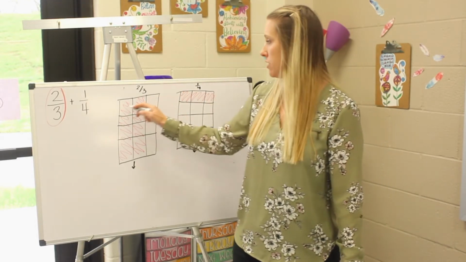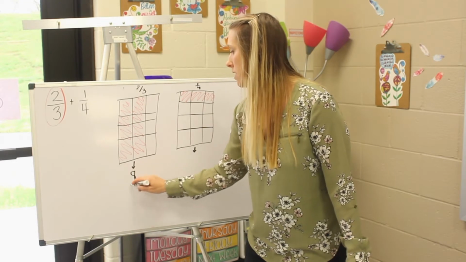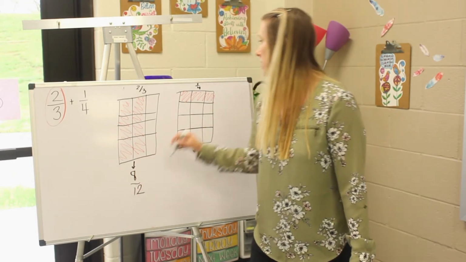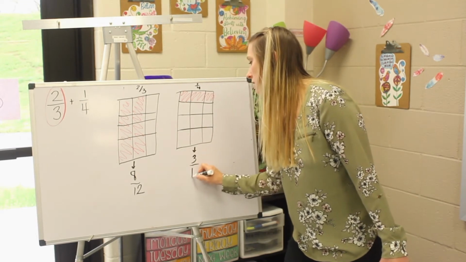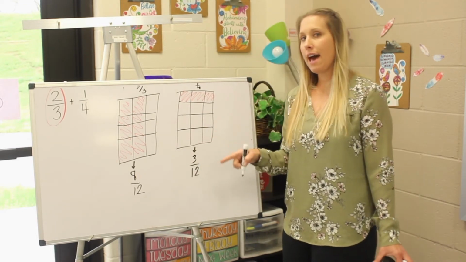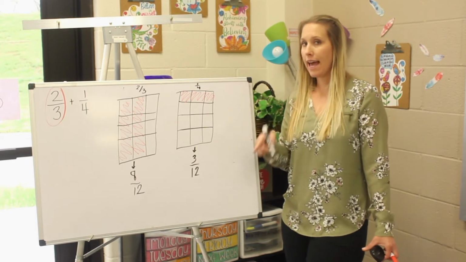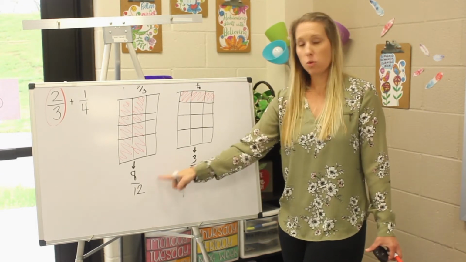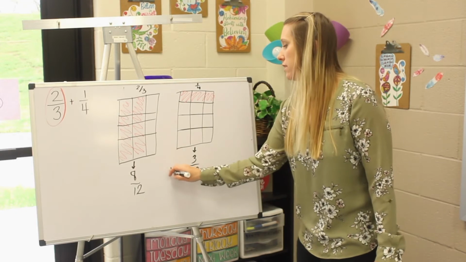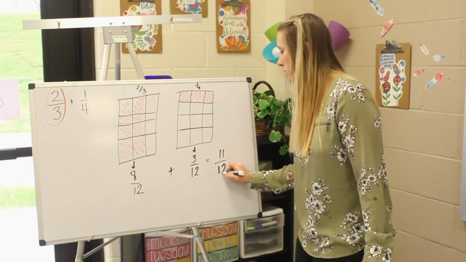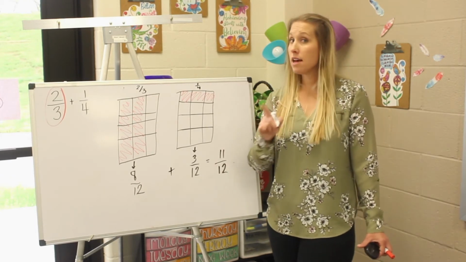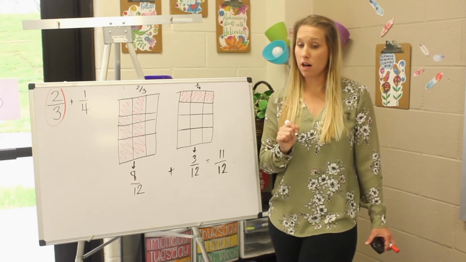Two-thirds is equivalent to 8/12. 1/4 is equivalent to 3/12. Now that I have equal size pieces, I can add these fractions. 8/12 plus 3/12 equals 11/12. Remember, that's not the only way we can get a common denominator.